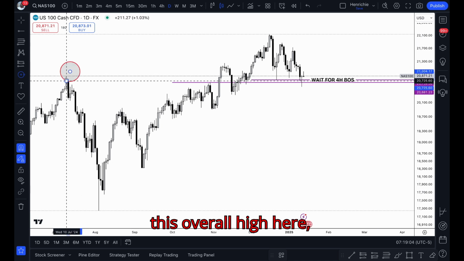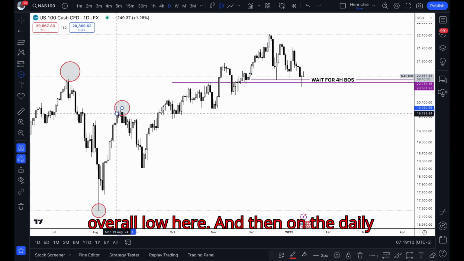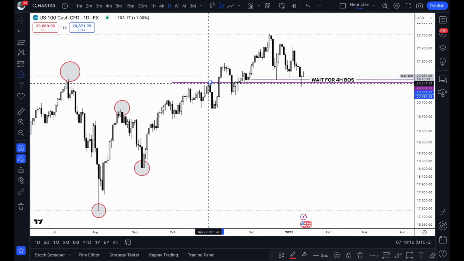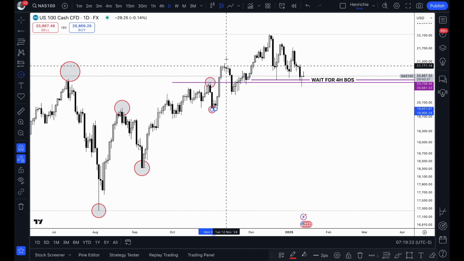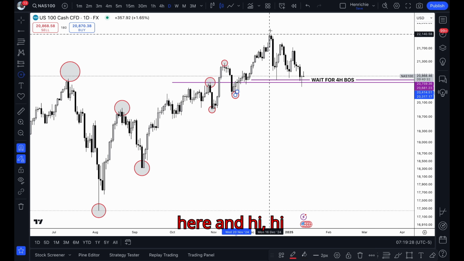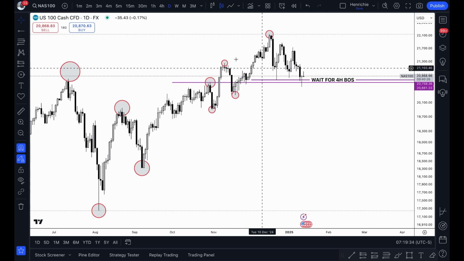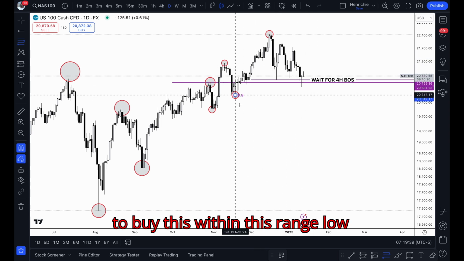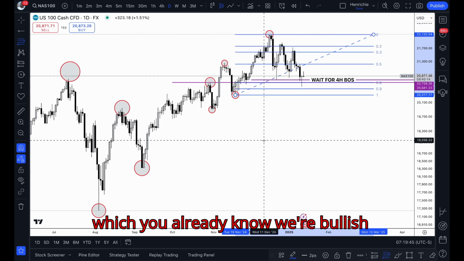We can see we have this overall high here, overall low here, and then on the daily time frame we can see how price has consistently been creating a higher high, a higher low, a higher high, a higher low, a higher high here, higher low here, and a higher high. So if I'm bullish, I'll be looking for opportunities to buy within this range low and this range high, which you already know we're bullish.